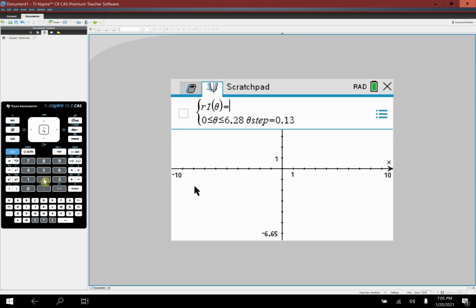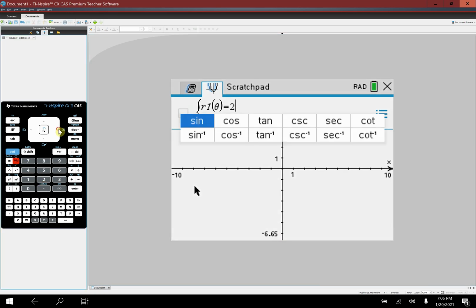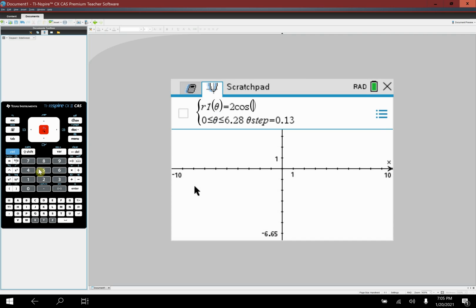So if I were to graph something like 2, let's go cosine of theta. Where do we get theta? Well, I think it's hiding with the pi down here, isn't it? Yep, there it is. 2 cosine of theta, like so. First, we should understand it's a circle, and hopefully you've seen that these circles with cosine are along the x-axis. Think back to your unit circle. And with sine are along the y.